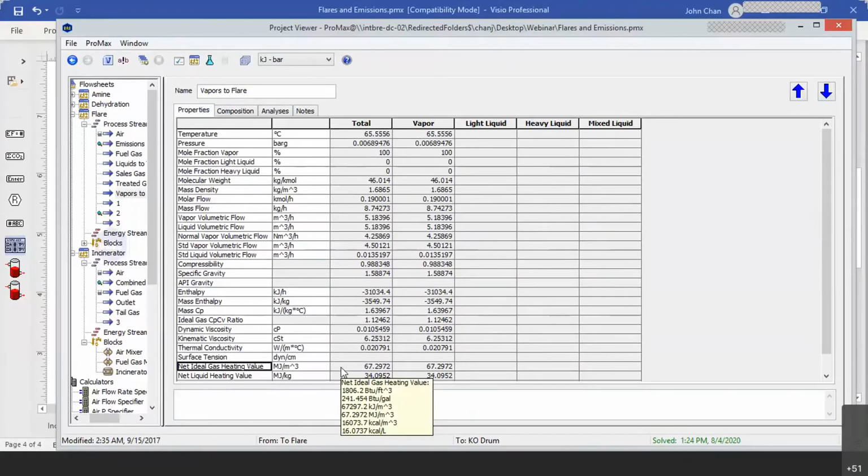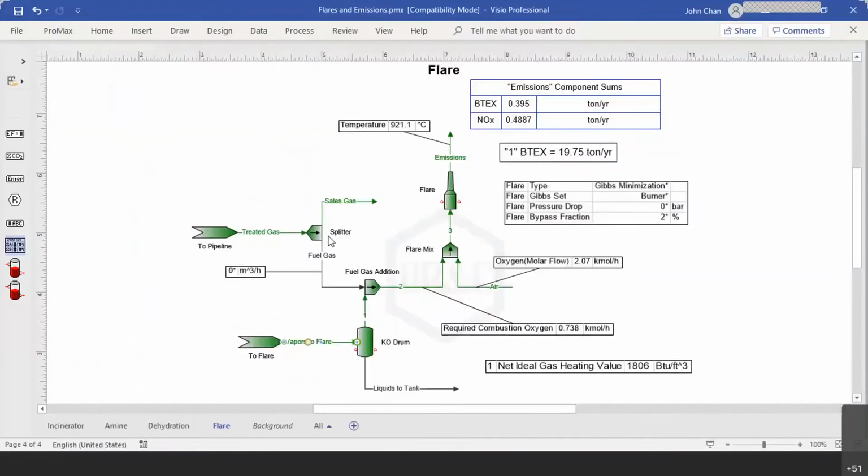As I mentioned, for flares we expect a heating value of at least 300 BTU per cubic feet for air and steam assisted flares. However, efficient combustion of all the species might require a higher heating value than this minimum. So you can see that for the treated gas, we do not need to send in any fuel gas into the flare.